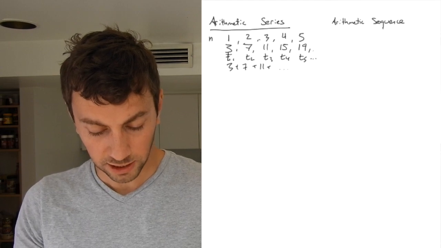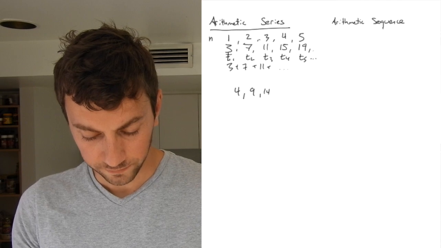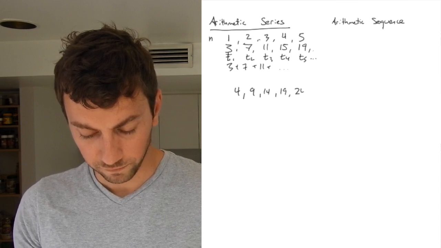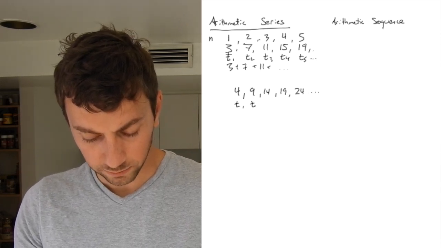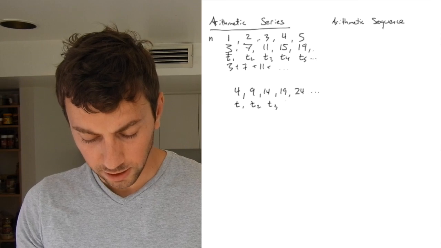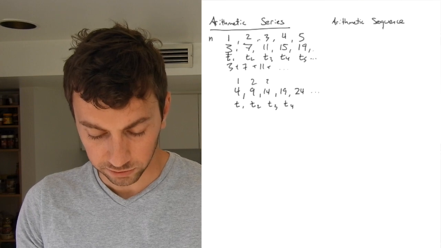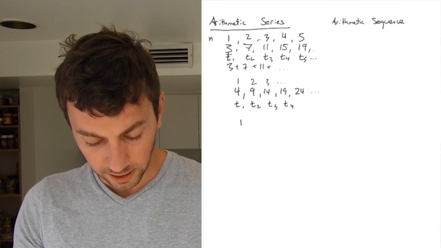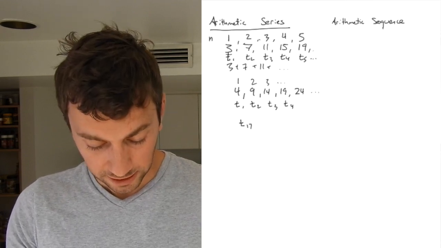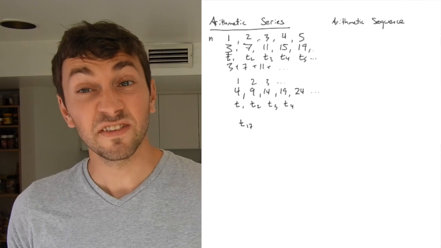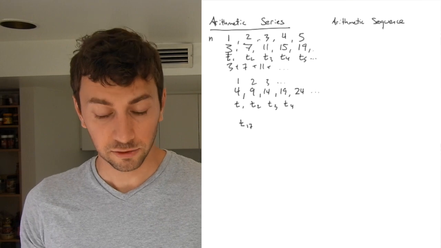I'll just do another one. Say we had this guy, 9, 14, 19, 24, and so on. So we call the first one T1, and the second one T2, and the next one T3, and the next one T4, and the index of the first one is 1, and then it's 2, and then it's 3, and so on. So if I named a guy, say call him T17, that is the 17th term. And so I want to know how to find the 17th term.